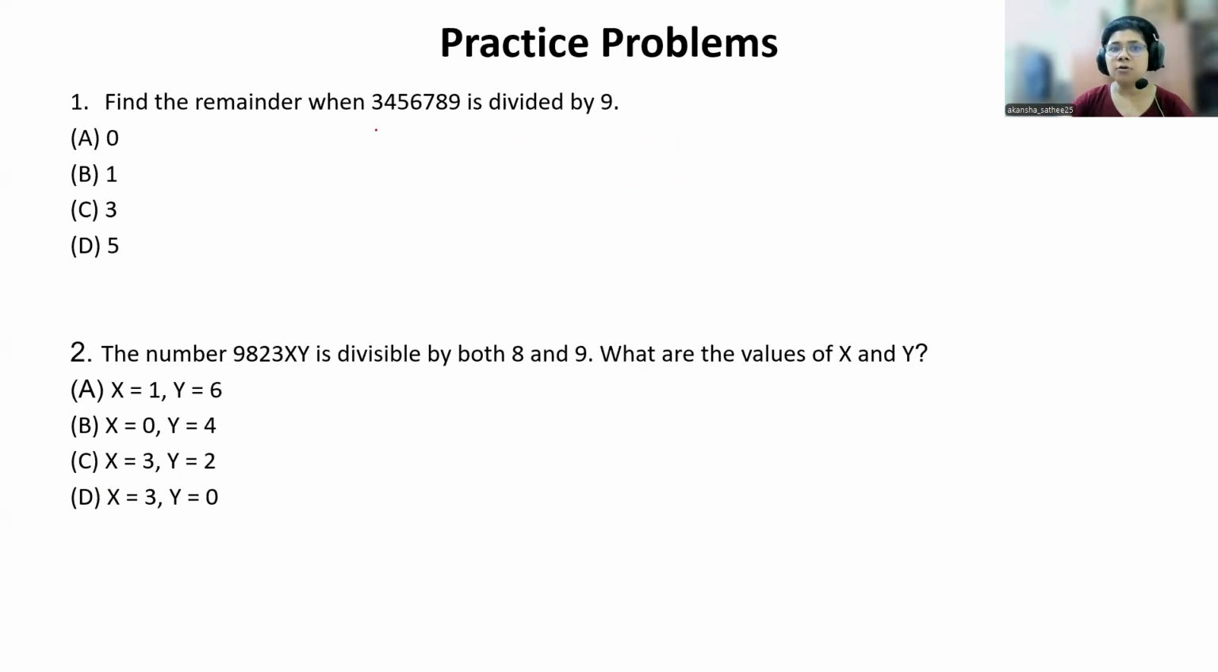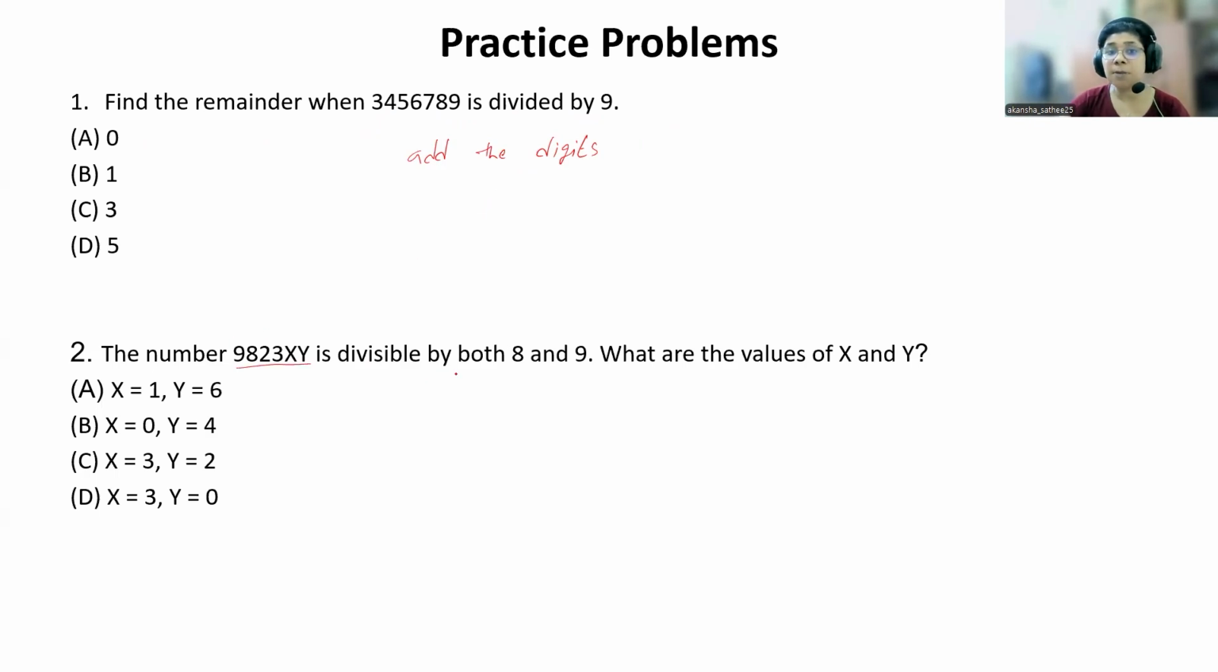Find the remainder when this is divided by 9. So just divide it by 9 or just see whether this number is divisible by 9. Just add the digits. If the sum of the digits is divisible by 9, that means the number is divisible by 9 and the remainder becomes 0. Right? So just add the digits and see whether it is divisible by 9.